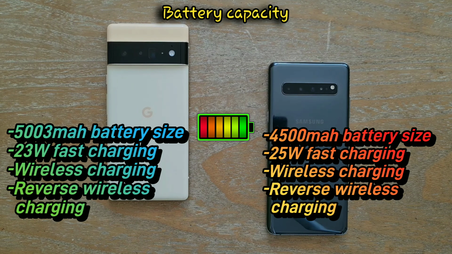Battery capacity. The Pixel 6 Pro has a 5003 mAh battery capacity with support for 23 watts fast charging. The S10 5G has 4500 mAh battery capacity with support for 25 watts fast charging. They both support wireless and reverse wireless charging.